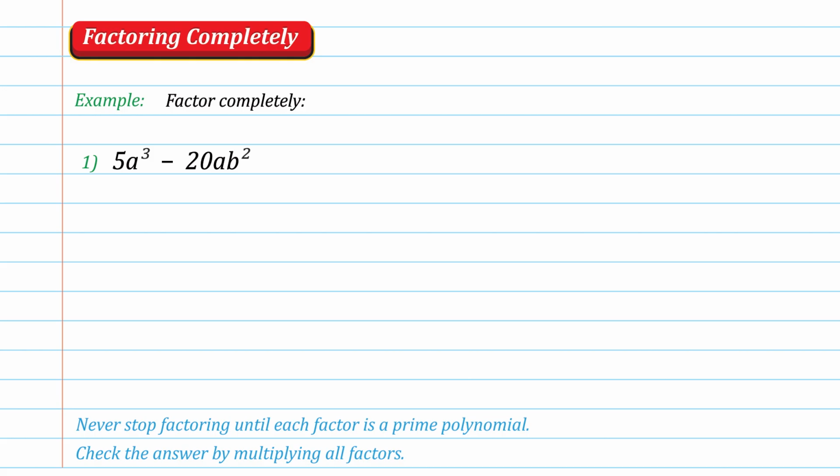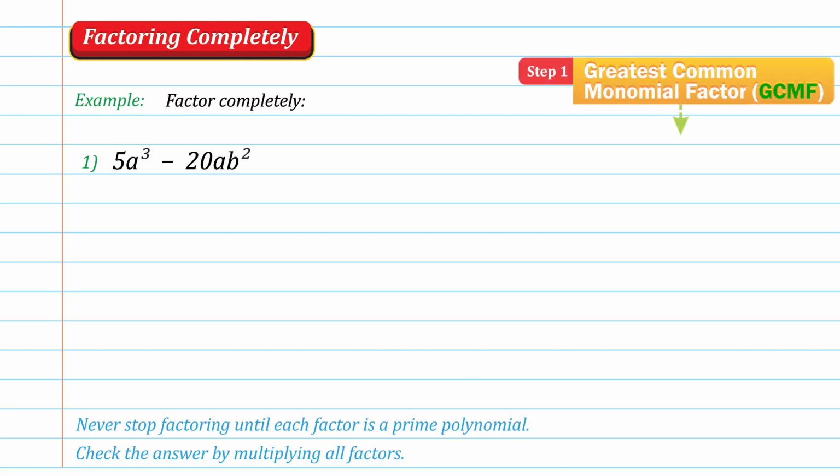What if we're asked to factor completely 5a cubed minus 20ab squared? So according to our visual guide, the first thing that we should do is look for the GCF, the greatest common monomial factor, kung meron. In this case, by observation, 5 and 20 have a GCF of 5. That's the numerical coefficient of our GCF.